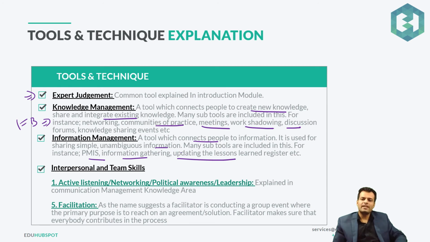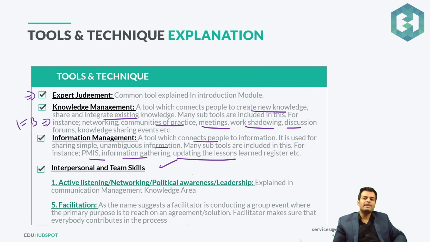Then interpersonal and team skills. So let's go back to our knowledge management and information management. When I talk about information management, this is your PMIS, project management information system, a real software tool. When I'm talking about knowledge management, that is the example which I talked about, the community of practice, the social groups, the FB groups, the LinkedIn groups, the PMI workshops, the local chapters, which hold meetings, and all those are knowledge management. So this can help you to differentiate between knowledge and information management.